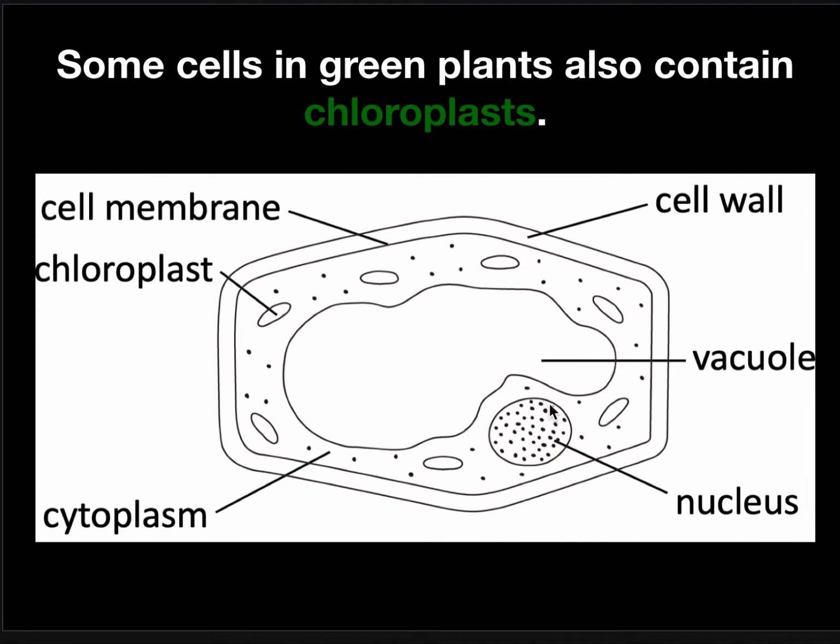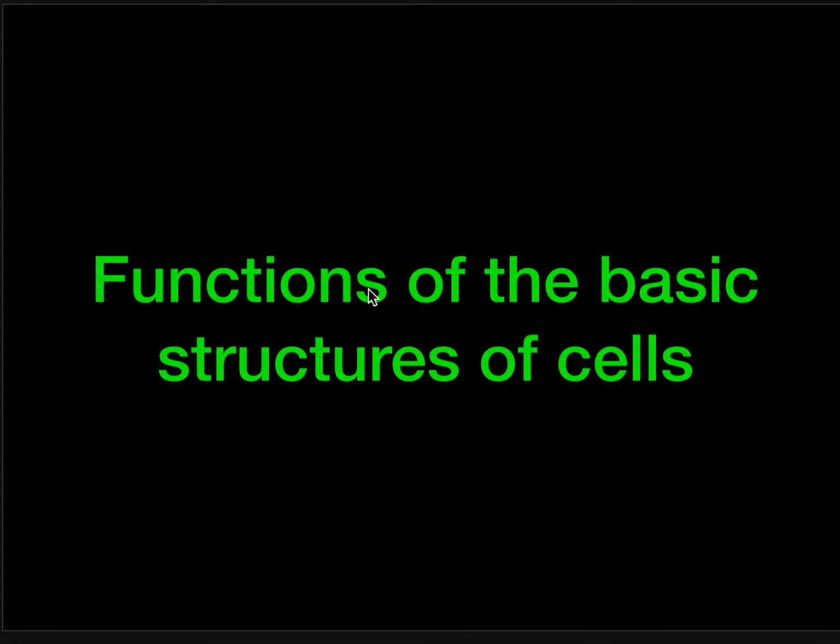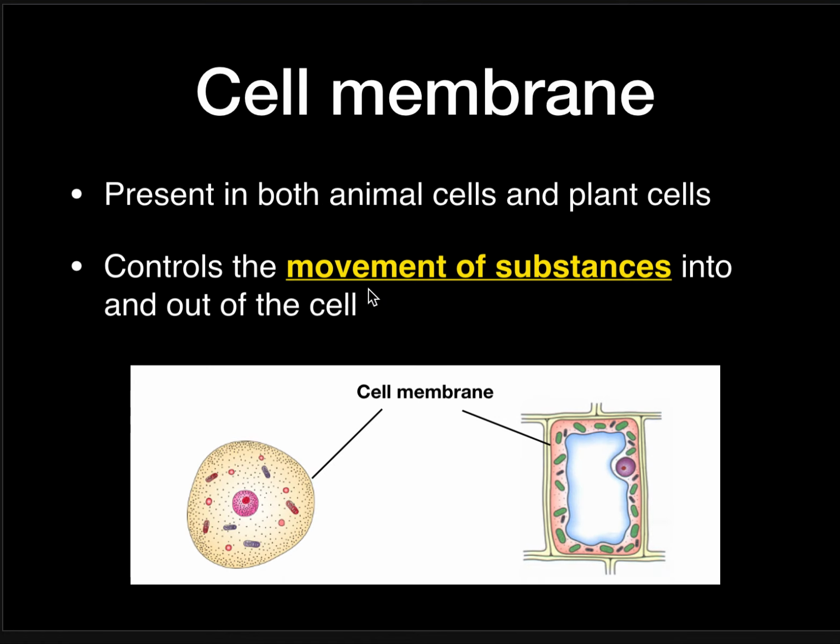And then if you can see some green plants, they also contain chloroplasts. Chloroplasts. Because this is not in color, maybe I will show you one later. So let's look at the function of different basic structures of cells.